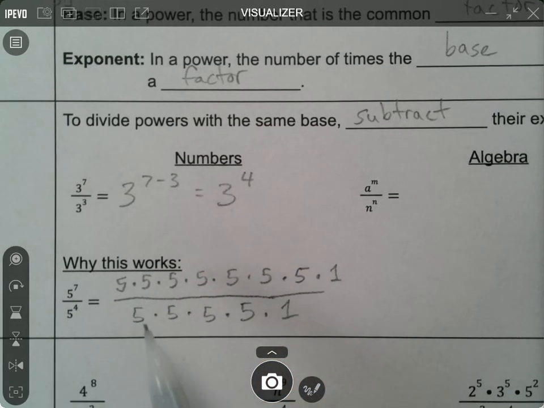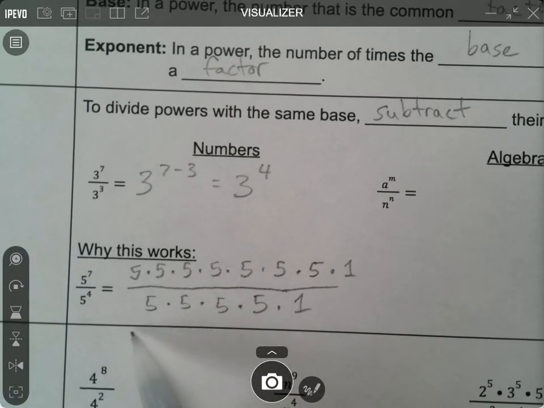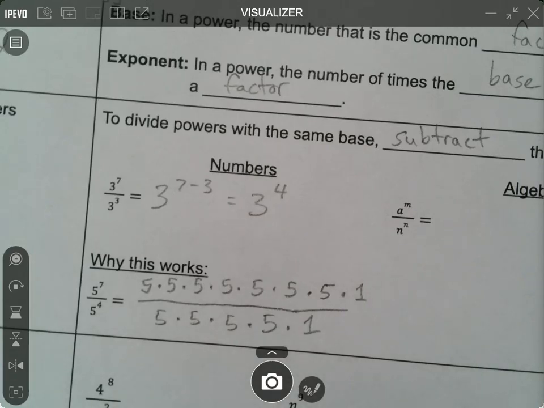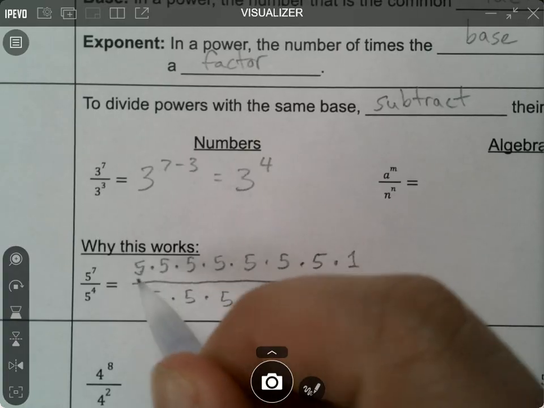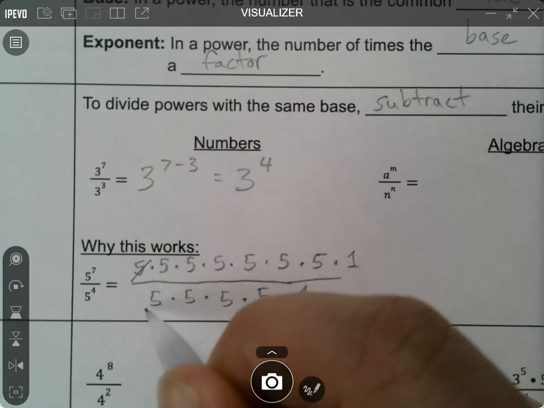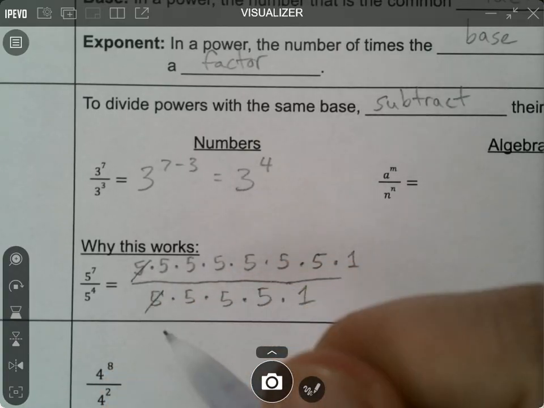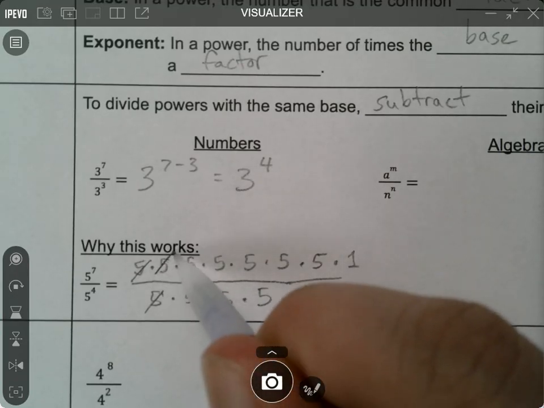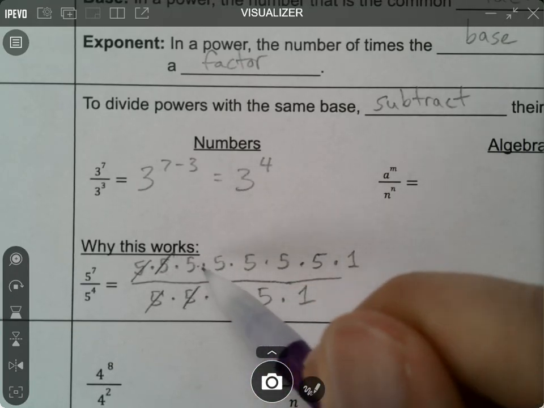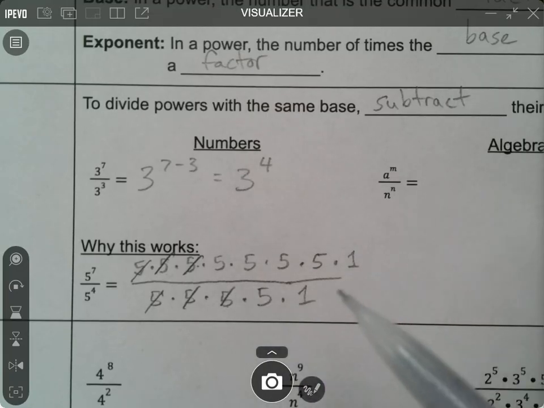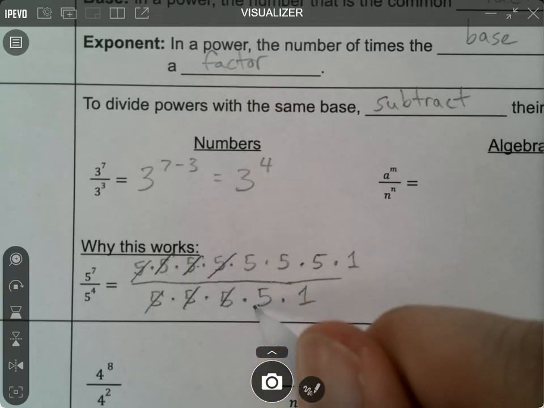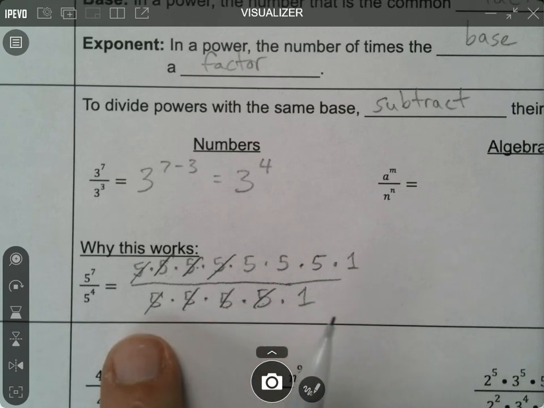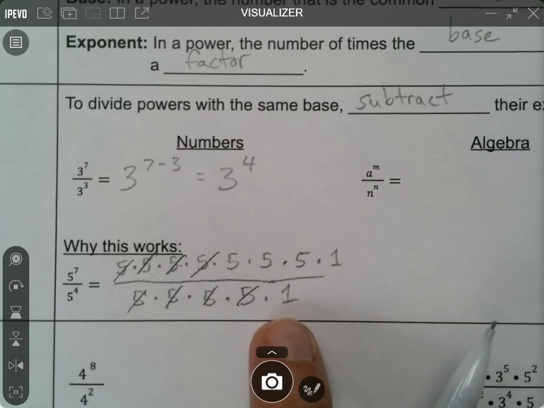Can anybody tell me what happens if I take a number and divide it by itself? Nehal? You get 1, right? Okay. So 5 divided by 5 is 1, it cancels out. And all of a sudden, the only thing I have in this denominator is a 1.